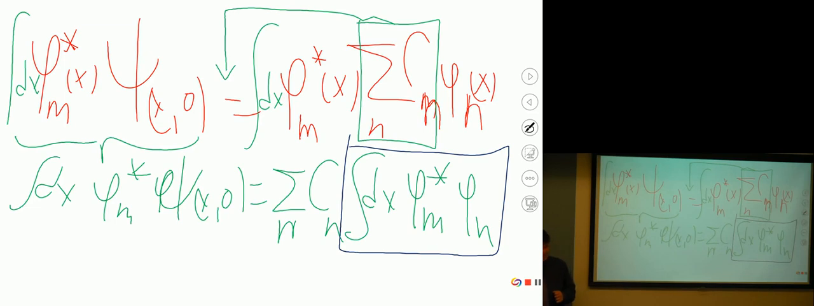So this is the definition of orthogonality, right? And this can be replaced by either 0 or 1, depending on the relation between m and n. If the indices are not the same, it will be 0. If they are equal, it is 1.